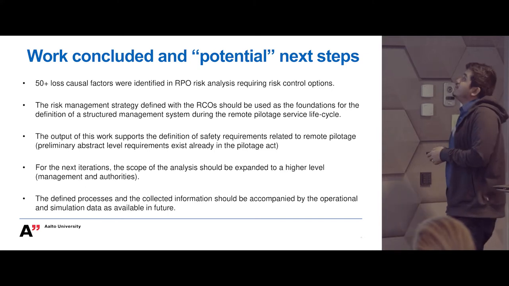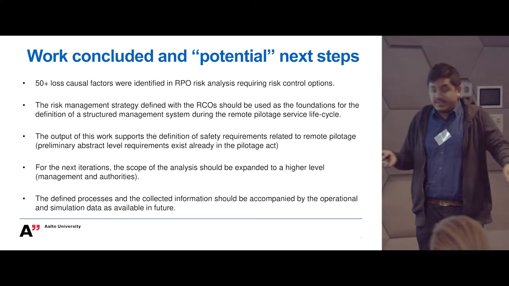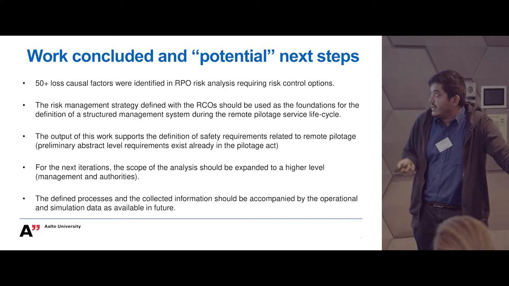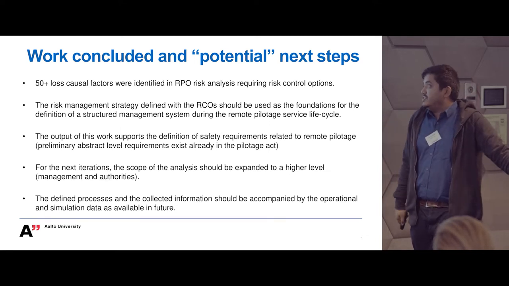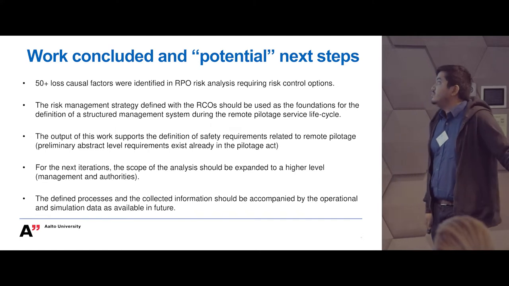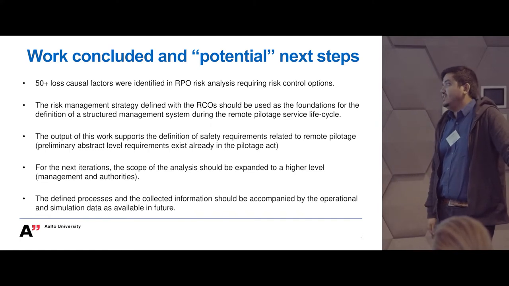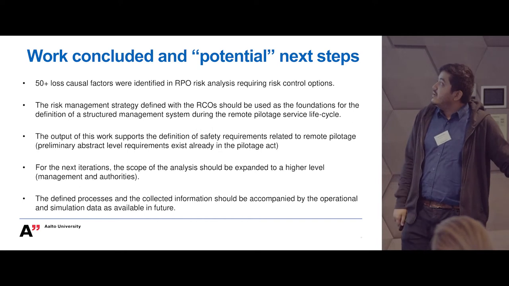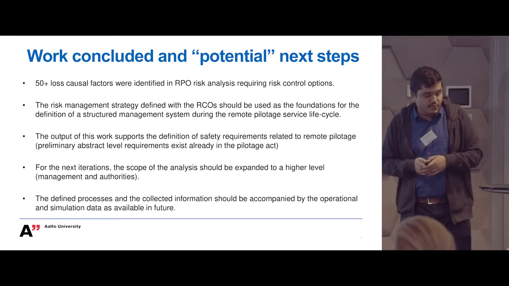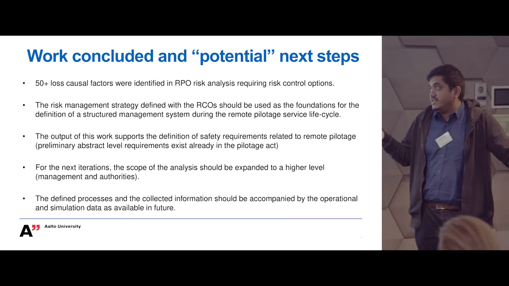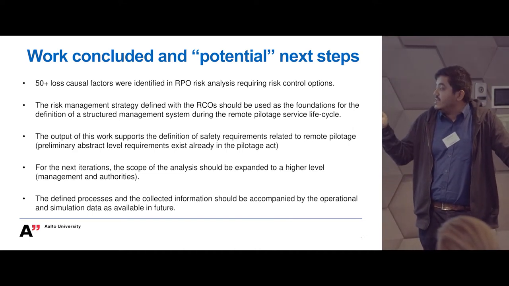So we're concluding with potential next steps. Like I said, 50 plus loss causal factors were identified in this analysis. The risk management strategy defined with these risk control options should be used as the foundation for the definition of the management system. We need to reiterate this and update it accordingly, to use it as a basis for the upcoming evaluations and analysis.